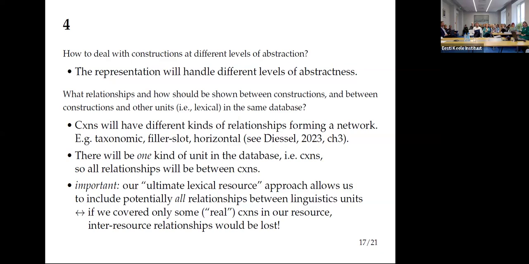Just one point, the last point. The question is how to do relationships between constructions and other units. We won't have other units, so we will have only one kind of relation between constructions. And what I think is important from the one lexical resource point of view, we can cover every relation. We don't have inter-resource relations. All relationships are intra-resource, so within the same framework. And I think this is an important point, and that is why we do it how we do it.